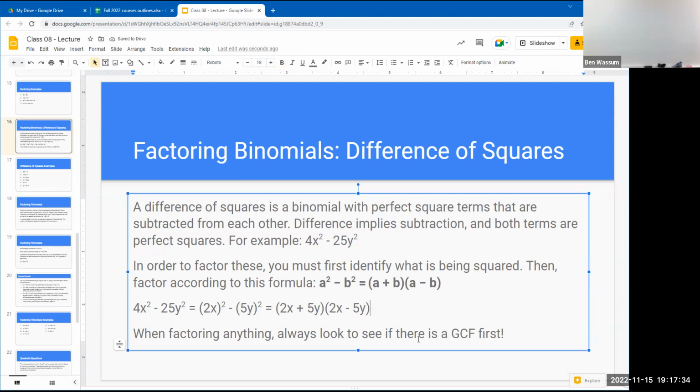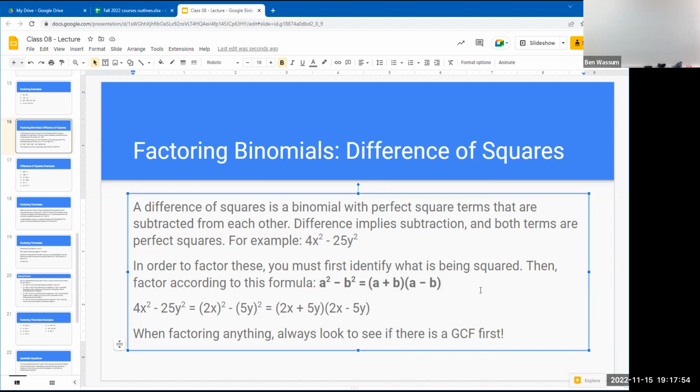Doesn't really matter, but that's the general structure you're going to have. And a squared minus b squared is equal to a plus b and a minus b. So if you see two perfect squares subtracted, you can immediately jump to two separate binomials.